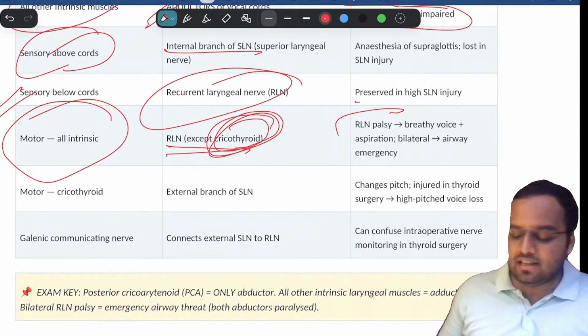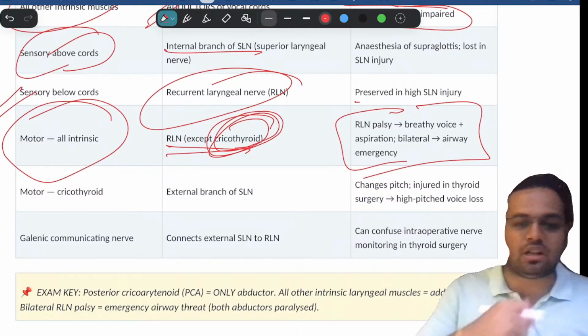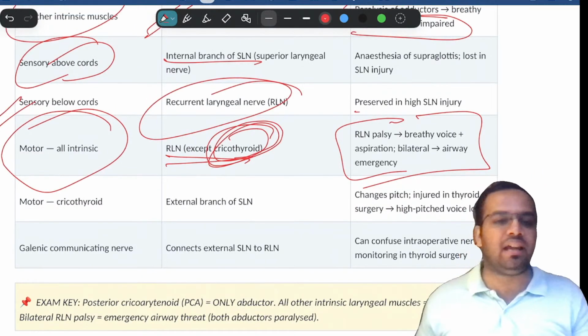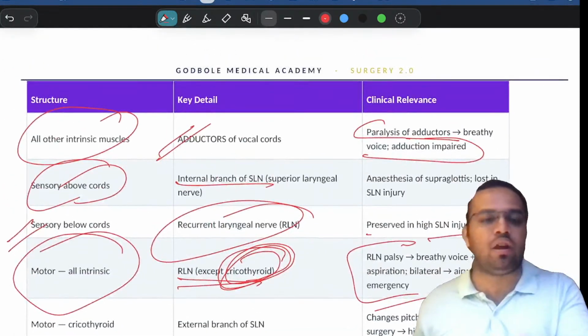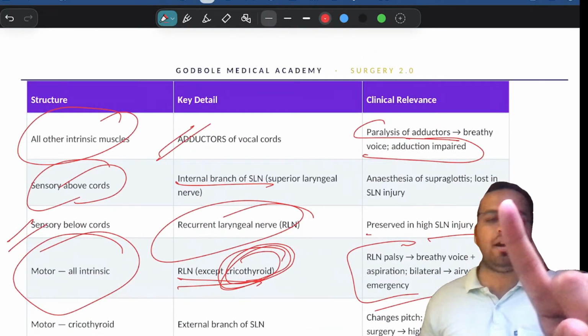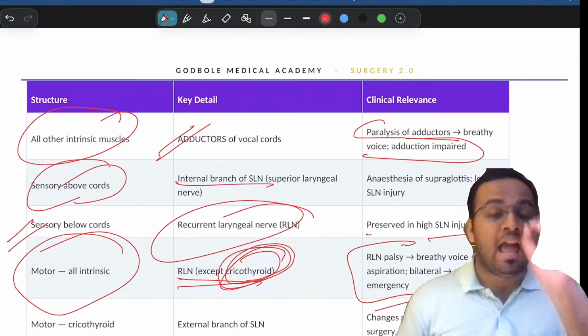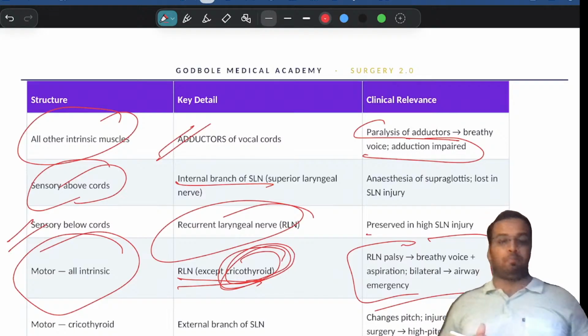Recurrent laryngeal nerve palsy is going to lead to a cadaveric position of the cord, because we know that the posterior cricoarytenoid is the abductor and the rest are all adductors. So now there is no abduction, no adduction. That is the reason the cord is going to stay in the cadaveric position. So not exactly open, not exactly closed, and that is the time when the patient is more prone to aspiration.